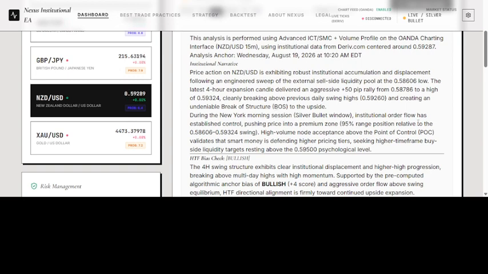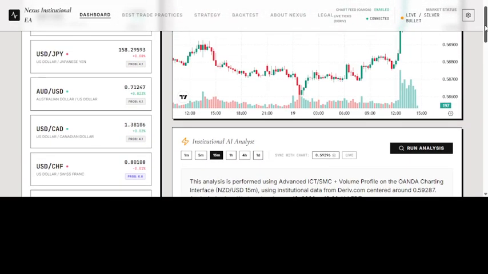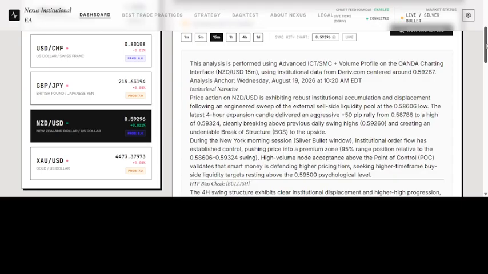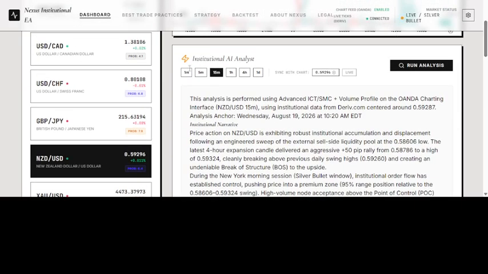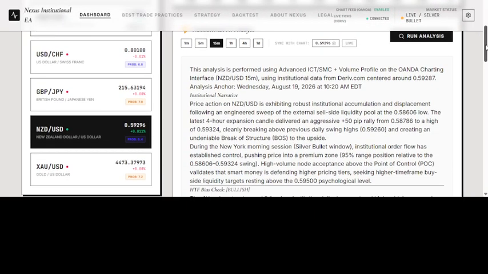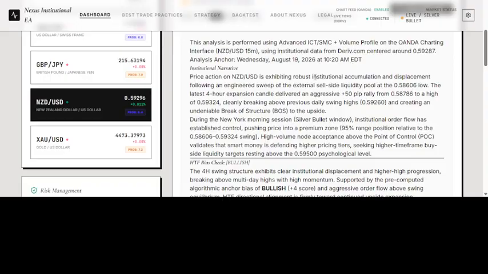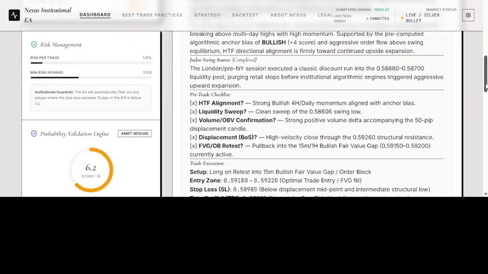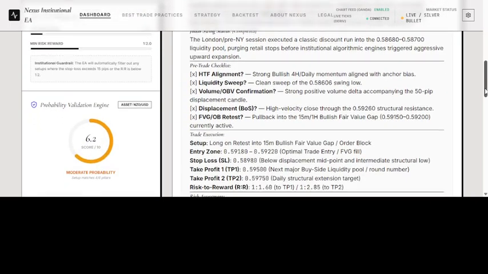Today is August 19th. It's about 10:30 a.m. Eastern Standard Time. So what I went ahead and did is I selected New Zealand dollar, US dollar here, and ran the institutional AI analysis on the currency pair. And what it generated was a narrative for me about the current price. And so the engine recommended a buy trade here.